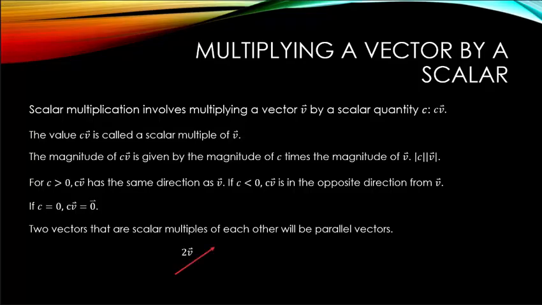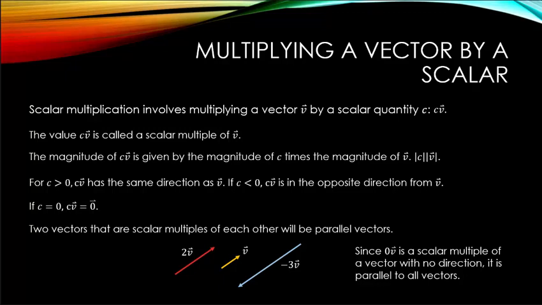So for example, if I have a vector that's 2 times the vector V, and here's my vector V, notice that they have different lengths but the same direction. Whereas -3 times the vector V is also parallel to V, but it points in the opposite direction. Now, since 0 times the vector V is a scalar multiple of a vector with no direction, it is going to be parallel to every vector I can ever construct.